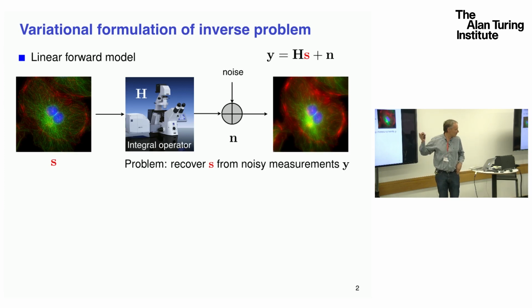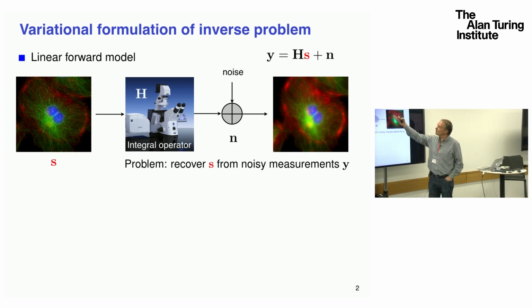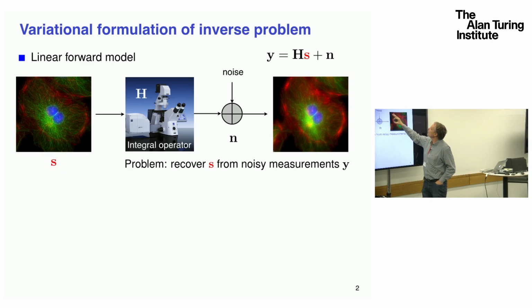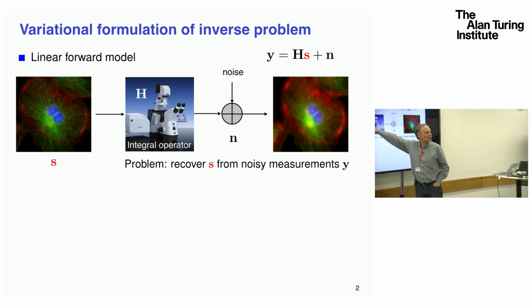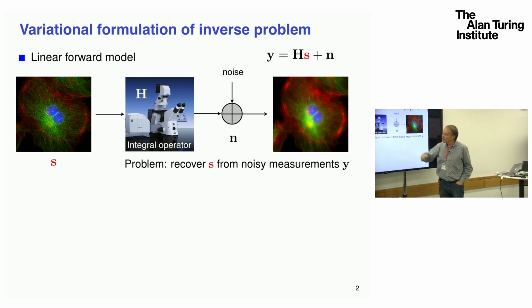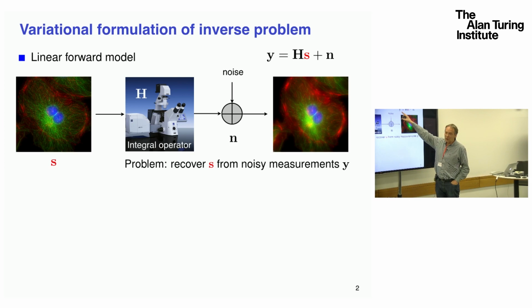OK, so you saw MRI, but that's my background. So I'm in biomedical imaging. And for quite some years, we've been concerned with inverse problems and variational formulation. So what you have here is some unknown quantity, for example, density of fluorophores, and some physical device, a model like an integral operator that's taking measurements. And you have noise here. So what you measure is essentially a blurred and noisy version of your signal.